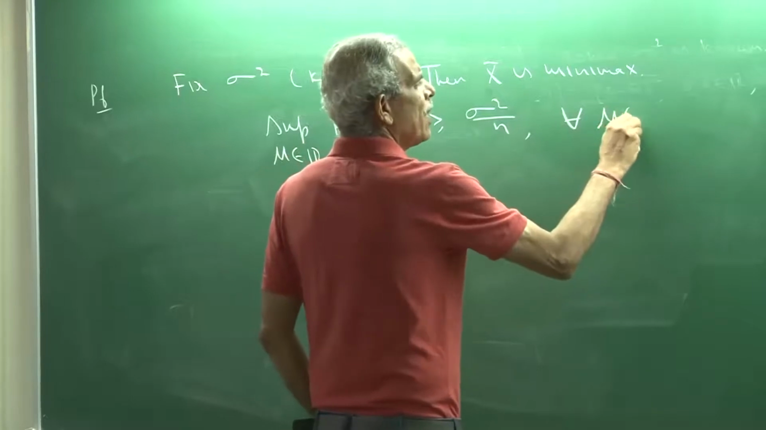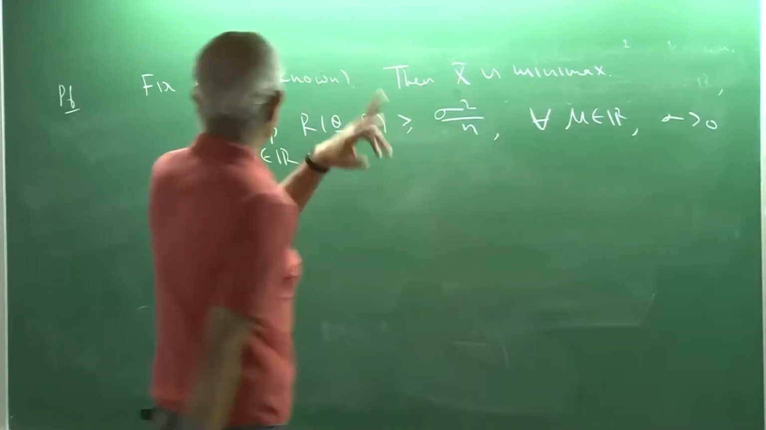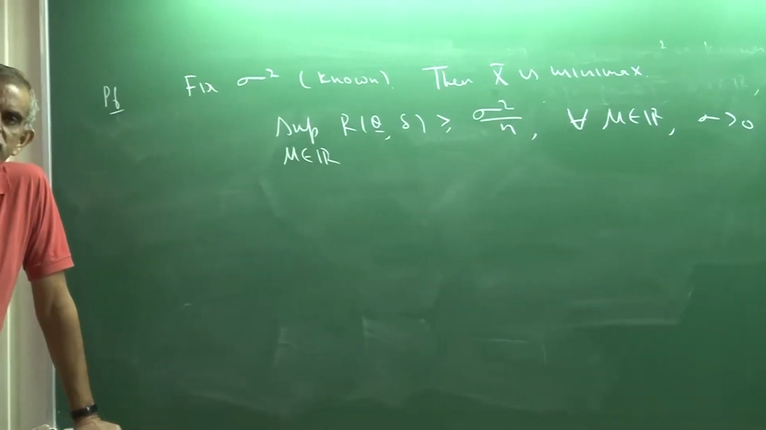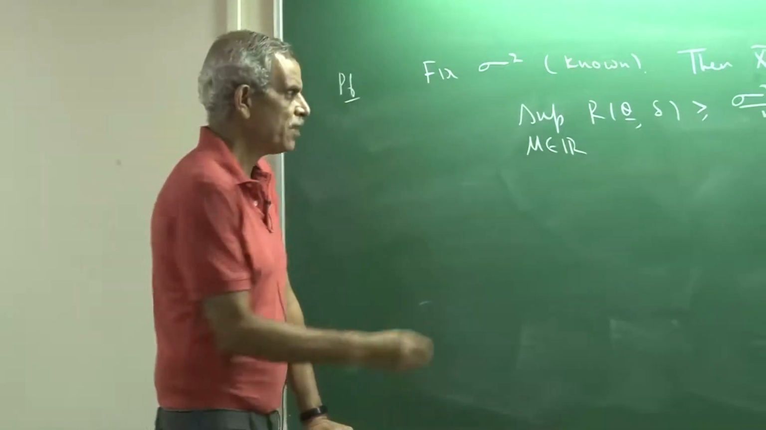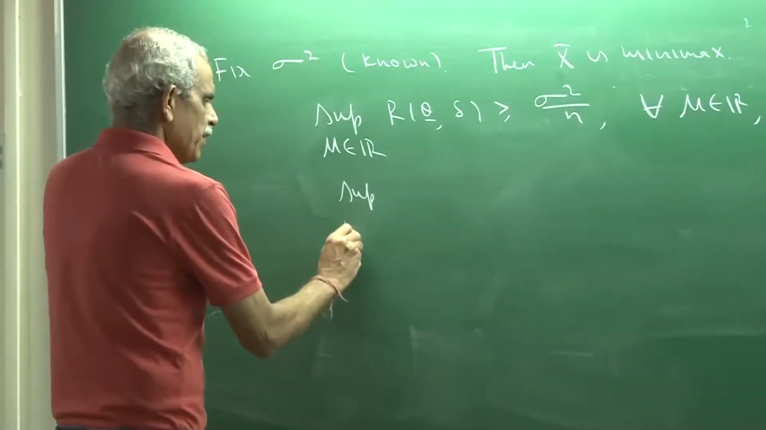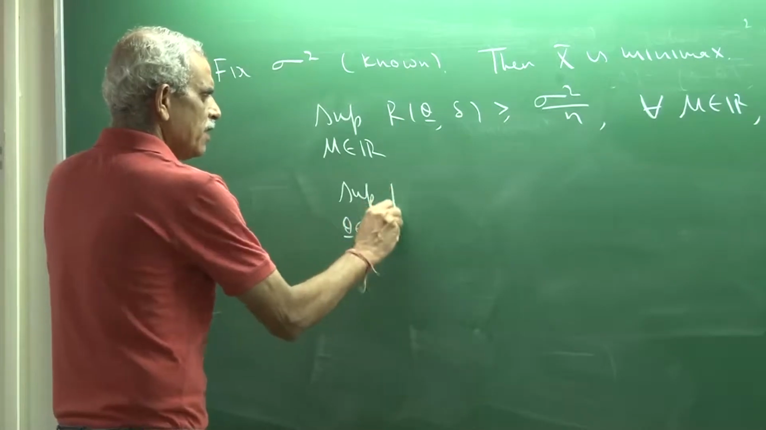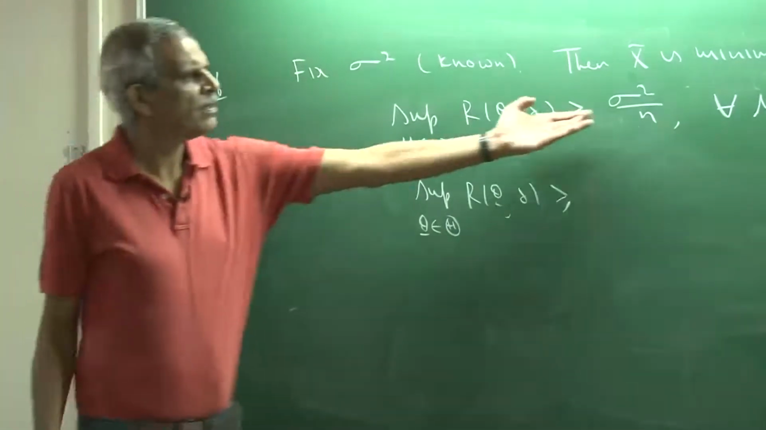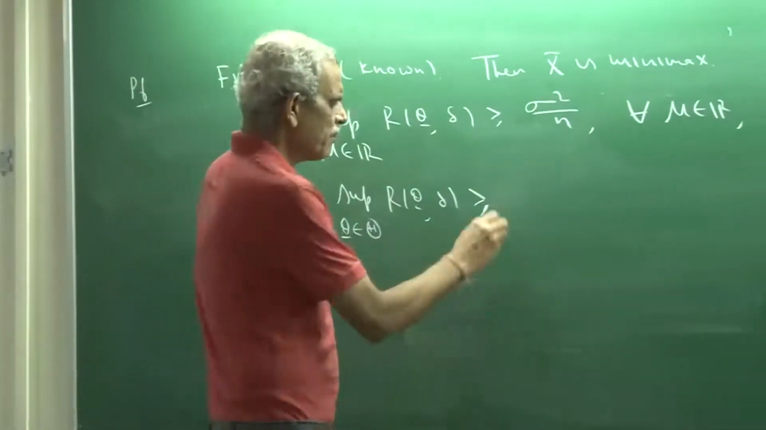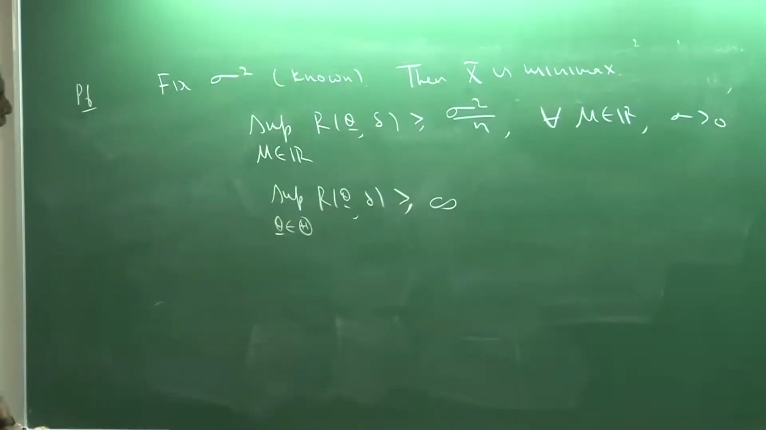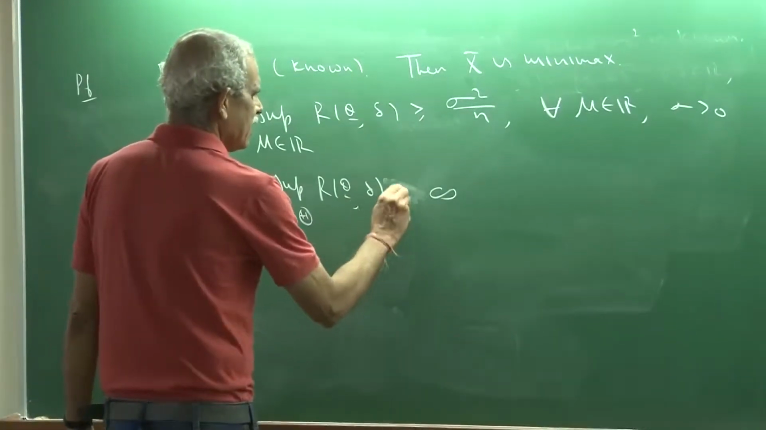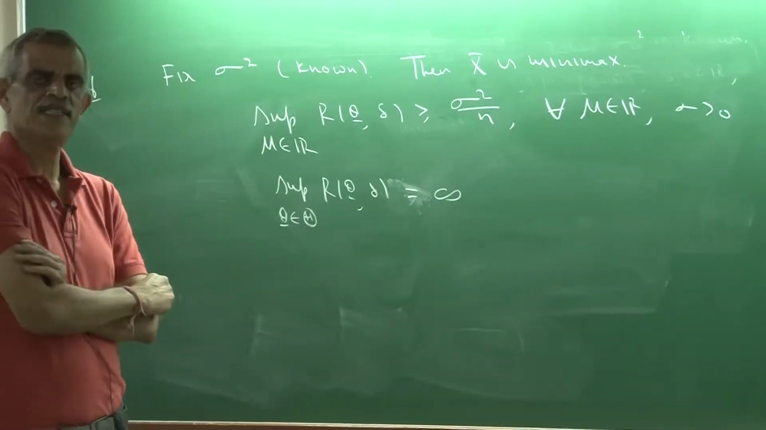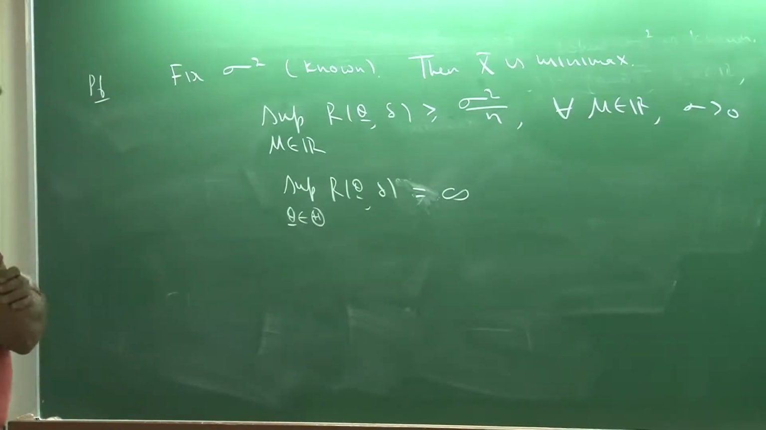For every mu belonging to R, and whatever sigma may be, whatever sigma you fix, for any estimator, supremum over mu belonging to R. So what I do is, now I take supremum over sigma also. So this implies that supremum over theta belonging to capital theta of R(theta, delta) would always be bigger than or equal to, I can make sigma arbitrarily large, infinite. So which is basically saying that this is always the same as infinite. So all estimators have a maximum risk of infinite, so all estimators are minimax.